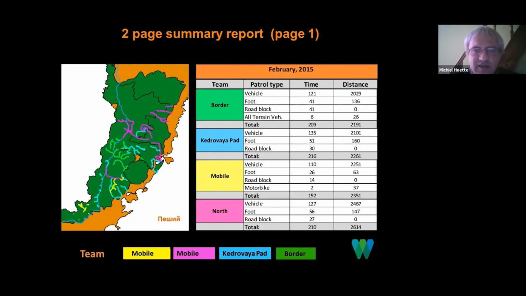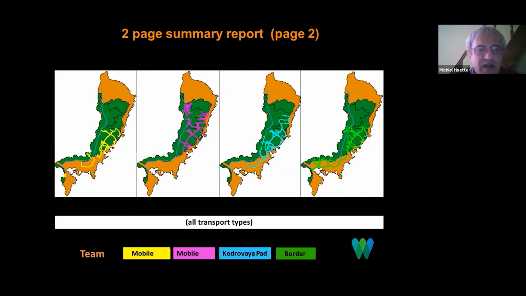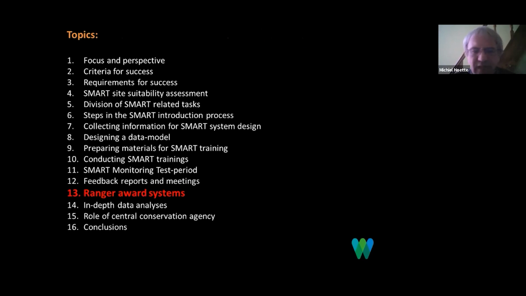So basically, this is the first page. It shows for each team how much time and the distance traveled for different types of patrols. And there's a map of the foot patrols. And then there's a map of all the patrol transport types for all the teams. So basically, just a 2-page monthly report, in addition to something like a 40-page quarterly report. So these were some examples of periodic reports.